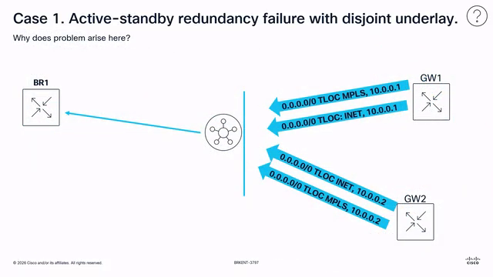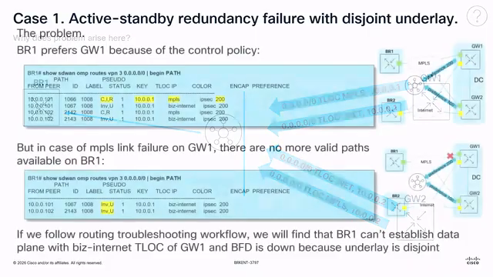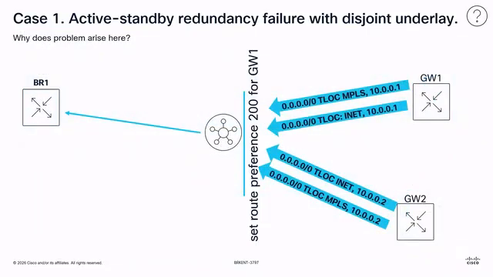So let's have a graphical representation of what the policy does. Both gateways announce the same prefix, right? With 2 different TLOCs. Then the action in the inbound direction will be to set the preference, and we will set preference 200 for gateway 1, for this one. But then, this one is disconnected. The uplink of gateway 1 towards the MPLS is disconnected.